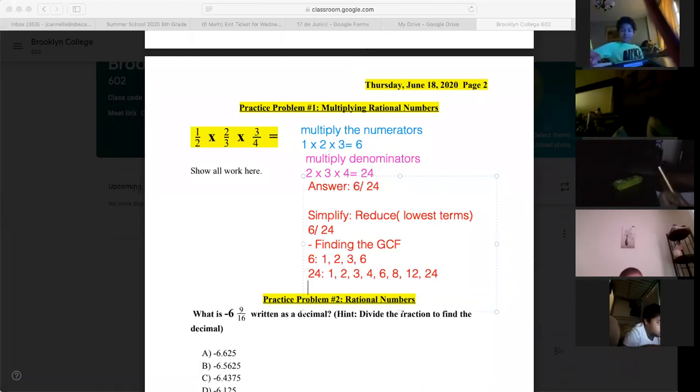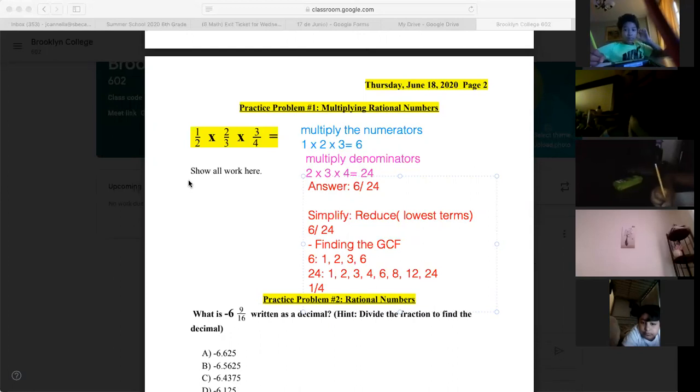So if you divide 6 by 6, because that's the GCF, what do you get? You get 1 over 4, because 6 divided by 6 is 1, and 24 divided by 6 gives me 4. So 1/4 is the simplified answer.